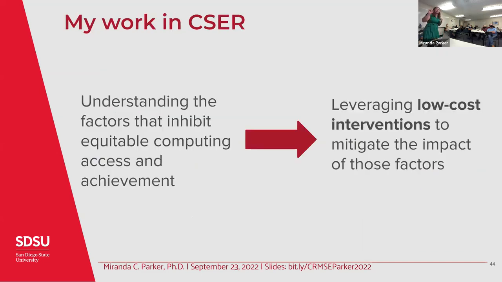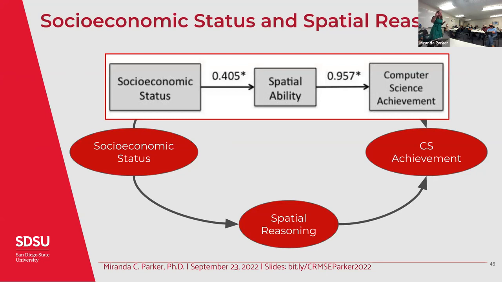And just to go back to that, the second part of my research is leveraging low-cost interventions. Spatial ability or spatial skills is not expensive to train. You can teach spatial skills over a short amount of time and have huge impacts on CS achievement. So this work has been used by people to motivate the work that they're doing in spatial skills training, and that's work that I hope to continue here as well.